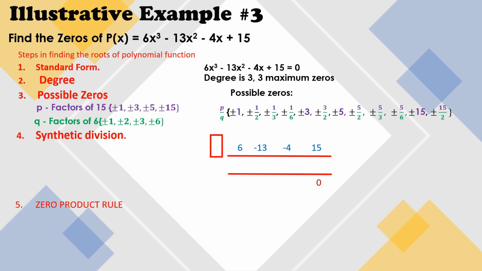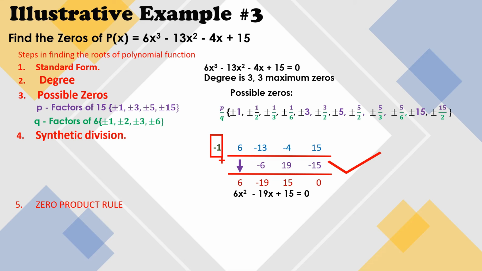Our aim is to have the last digit on the third row equal to zero. We're going to pick a number from our set of possible zeros. So we can have negative 1, then we're going to perform the synthetic division. Bring down 6, multiply, that's negative 6, add, that's negative 19, multiply, that's positive 19, add, you will have 15, multiply negative 15, then you will have 0. Since the last digit on the third row is equal to 0, negative 1 is one of our zeros. So all we have to do now is to express the remaining expression as a quadratic equation.